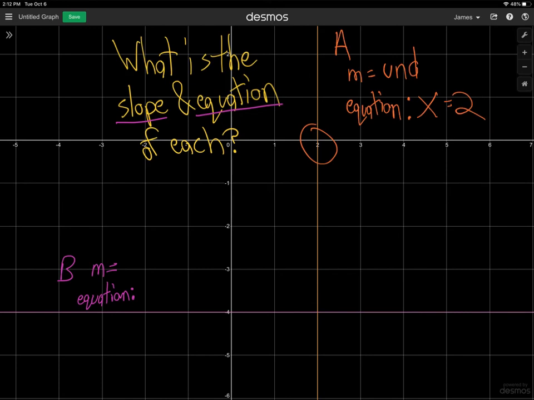All right, equation B, it's the opposite for slope. It's getting flatter and flatter and flatter until it gets to the smallest, flattest possible value, which is 0. His equation is that he's crossing the y-axis at -4.